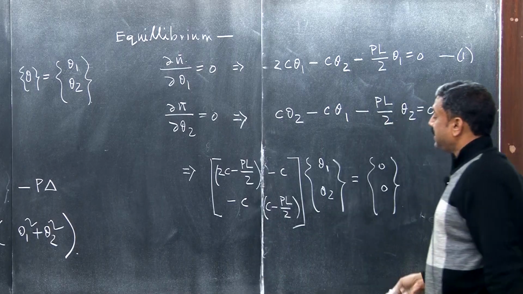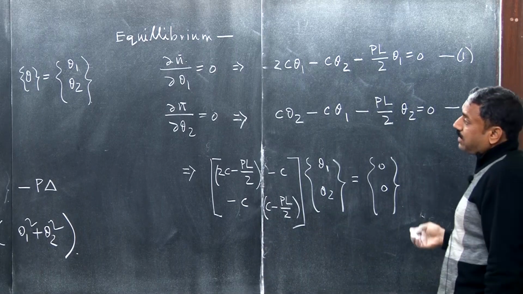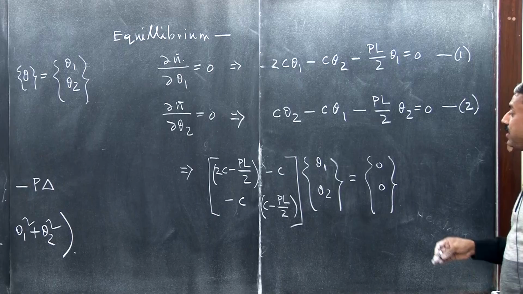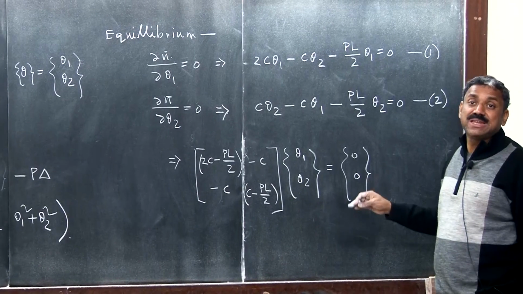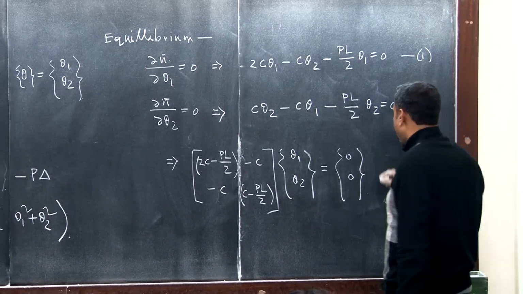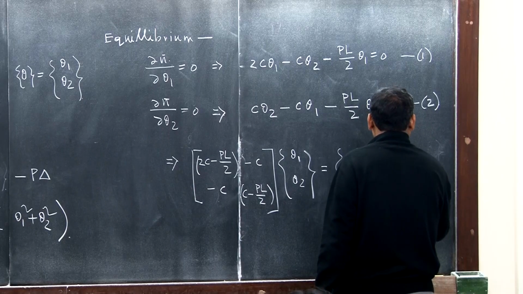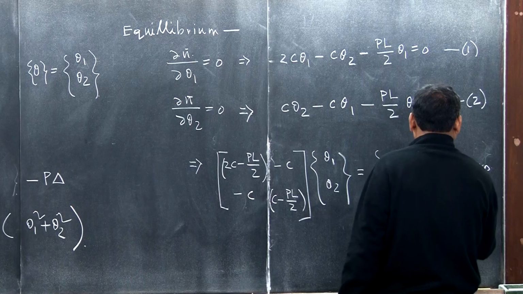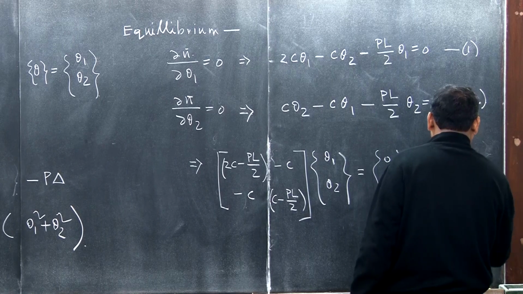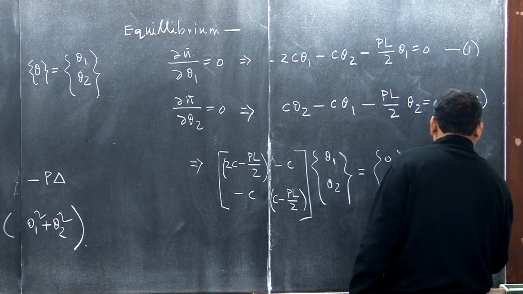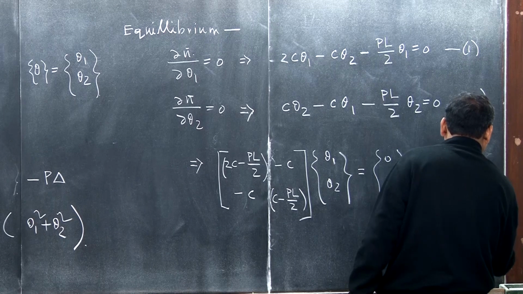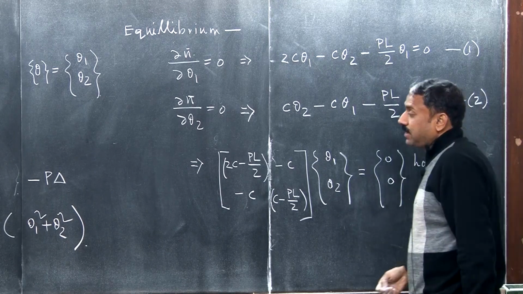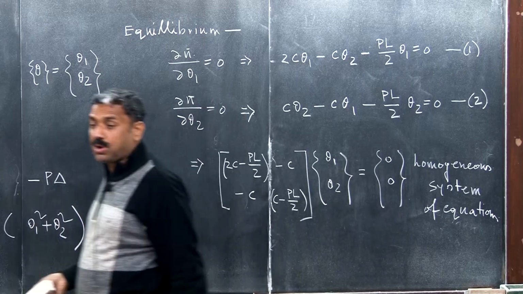Now, so the equilibrium itself is giving rise to a what? To a homogeneous system of equations, right? These are homogeneous systems of equations. Now you tell me, if it's a homogeneous system of equations, then what?